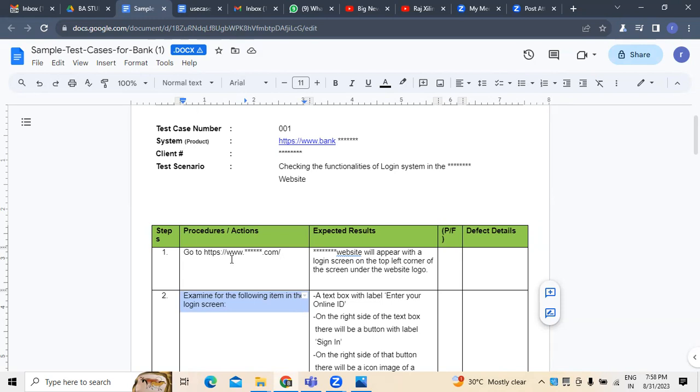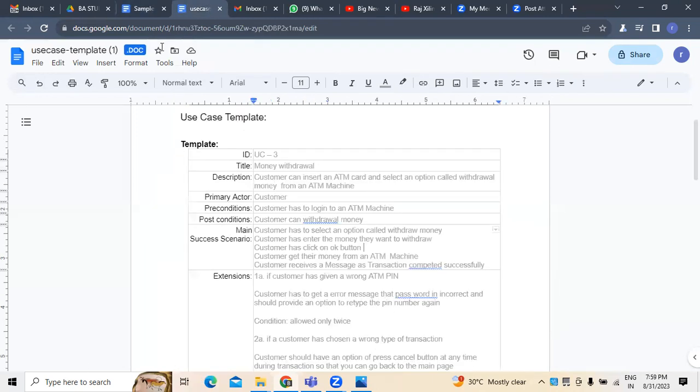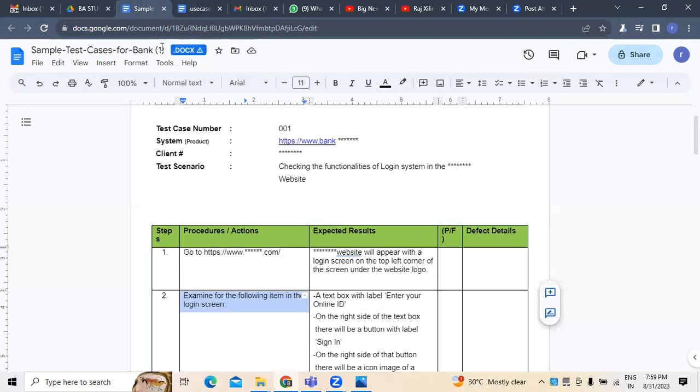But whatever the related information, either the use case or the test case, this process, all these detailed requirements will be given by the business analyst. That's how, being a BA, we are related here. Understood, Vikrant and Anand? Yes.